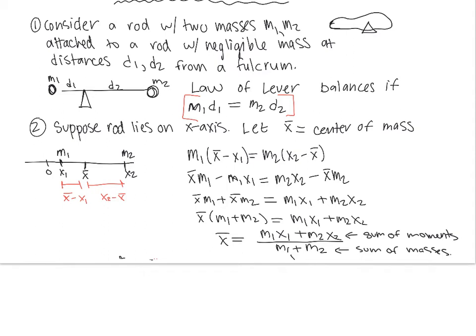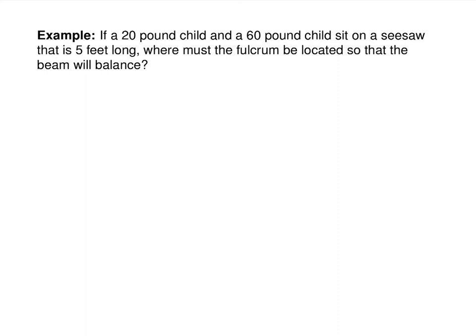All right, let's do an example. Suppose you have a 20-pound child and a 60-pound child, and they sit on a seesaw that's 5 feet long. Where do you need the fulcrum to be so that the beam is going to balance? So suppose our 60-pound kid is over here, Mr. Big Head, and over here is his little brother, and that kid is just 20 pounds. Let's call the distance from the 60-pound kid to the fulcrum x. Since the seesaw is 5 feet long, the distance for the little kid has to be 5 minus x.